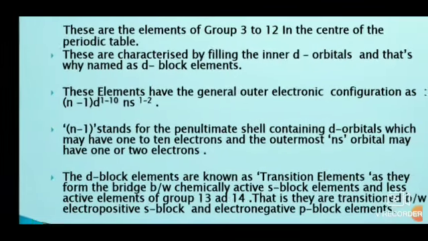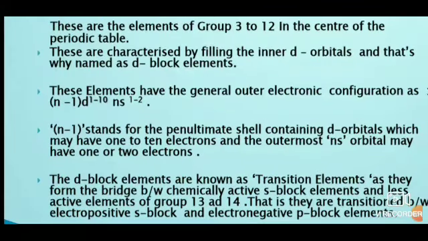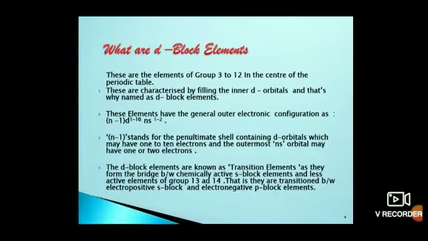The D block elements, as said earlier, are also known as transition elements, as they form a bridge between chemically active S block elements and less active elements of group 13 and 14. That is, they are transition between electropositive S block and electronegative P block elements.